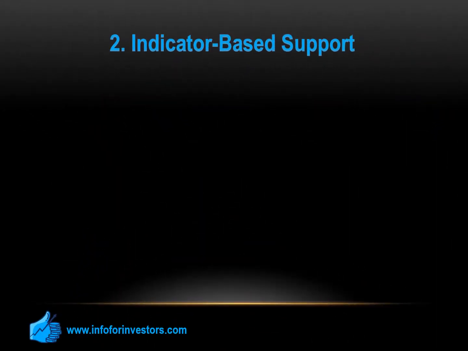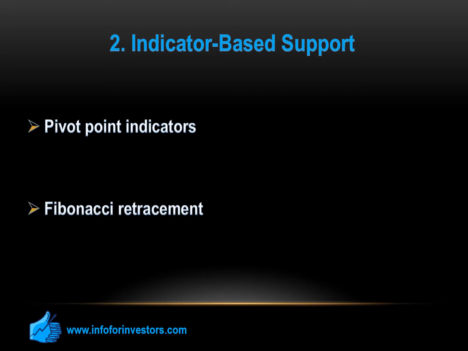The second way we can define support and resistance is by indicator-based support and resistance. Indicators can also be used as a basis for support and resistance. Two very good indicators that make themselves amenable to this are pivot point indicators and the Fibonacci retracement tool. The pivot point indicators are any custom indicators that are able to trace the daily, weekly, or monthly pivot support and resistance points on the charts.